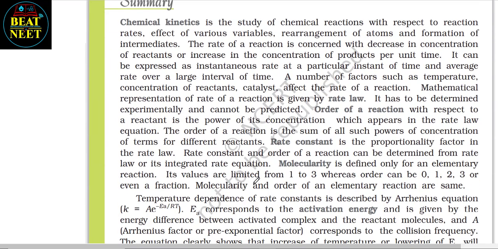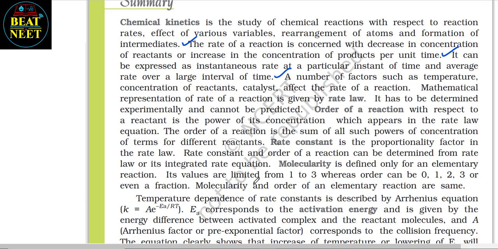Summary. Chemical kinetics is the study of chemical reaction with respect to reaction rates, effect of various variables, rearrangements of atoms, and formation of intermediates. The rate of reaction is concerned with decrease in concentration of reactants or increase in the concentration of products per unit time. It can be expressed as instantaneous rate at a particular instant of time and average rate over a large interval of time. A number of factors such as temperature, concentration of reactants, and catalyst affect the rate of reaction.